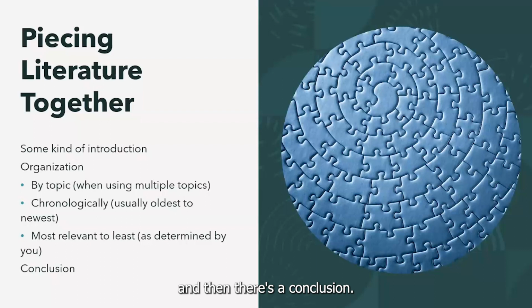And then there's a conclusion. Again, the conclusion ties into other parts of the literature review or other things that aren't the literature review. But it's there as part of the literature review that you're going to write, as a way to connect ideas, to tie ideas together.